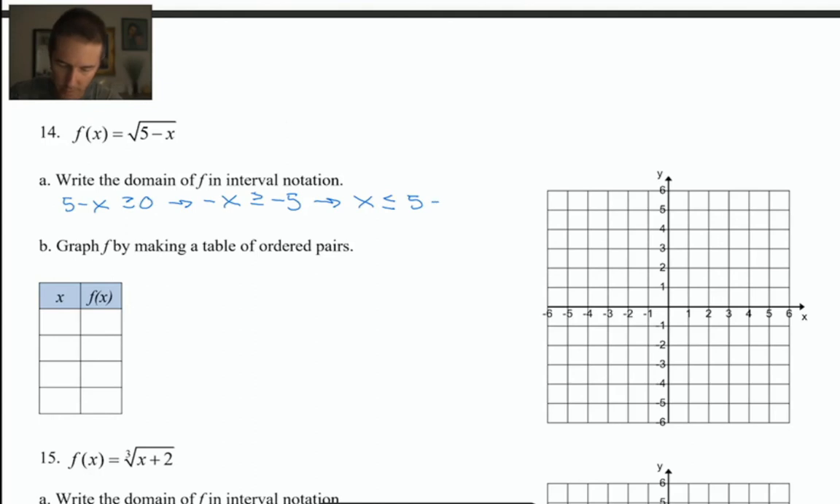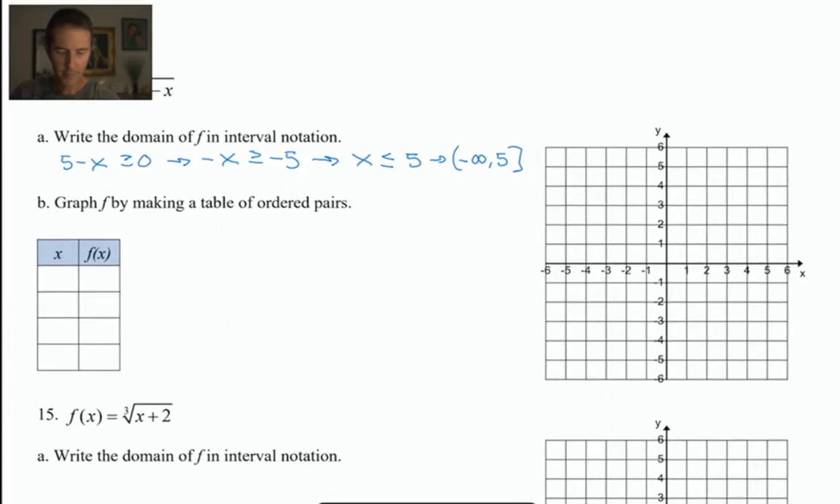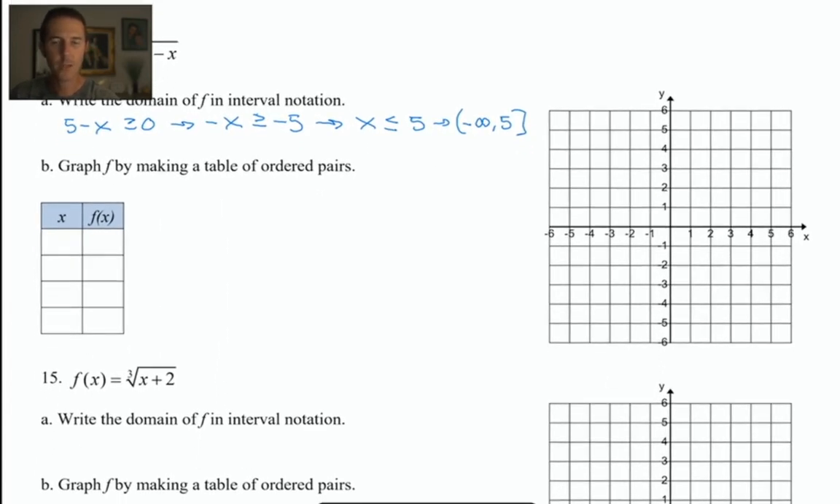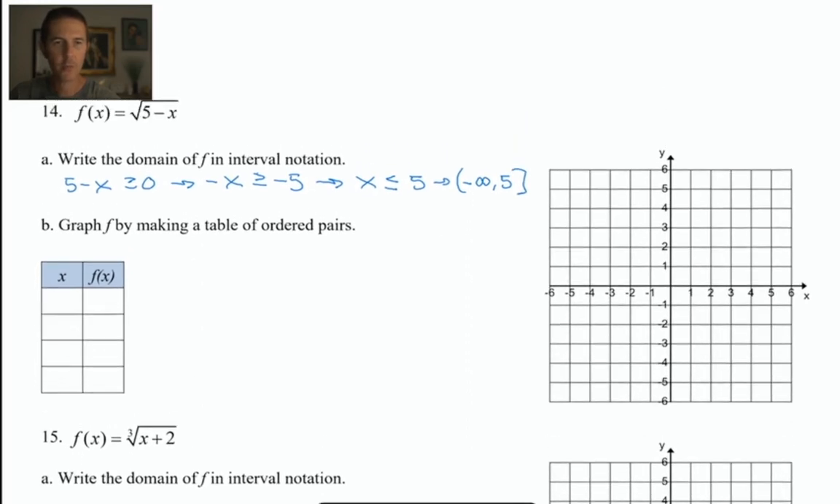Interval notation, right. All the x values less than or equal to 5, that's everything from negative infinity all the way up to positive 5, including the 5. Now it asks us to graph the function by making a table of ordered pairs. So we want to plug in some x values, generate some y values, and plot some points. Let's choose some convenient x values that are 5 or less. Well, if I'm allowed to use 5, I'm going to use the 5 right away.